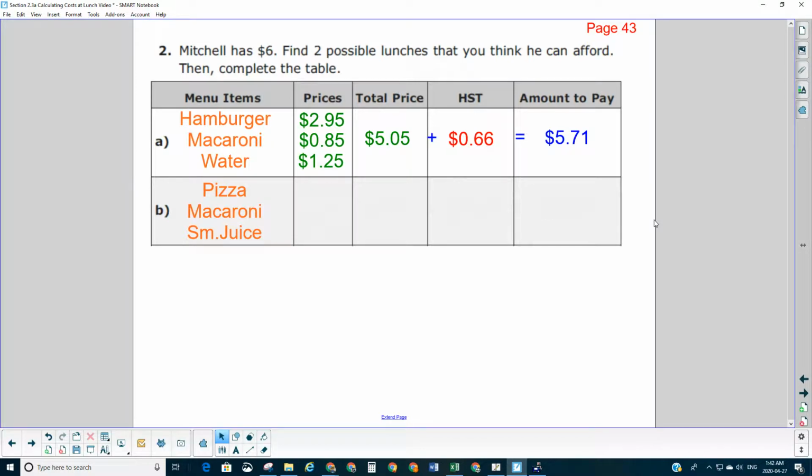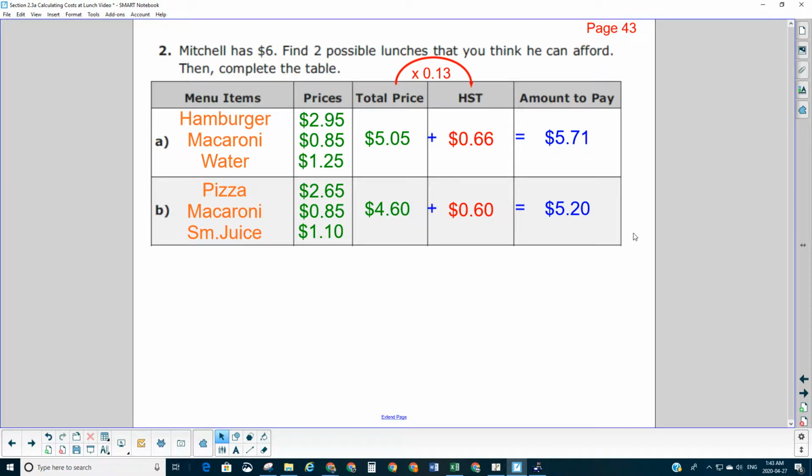Okay, so from the menu there, the pizza is $2.65, macaroni is 85 cents, and the small juice is $1.10. If you add those up, you get $4.60. Multiply that by 0.13. So remember, it's multiplying by 0.13 to get this. Is 60 cents. Make sure you round it properly. And we add that up, and we get $5.20. So hopefully you did that one right. And that's all we're going to do today.